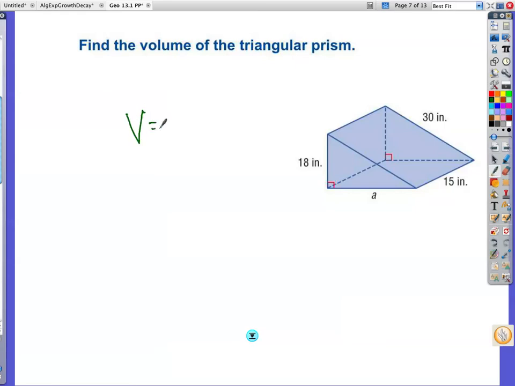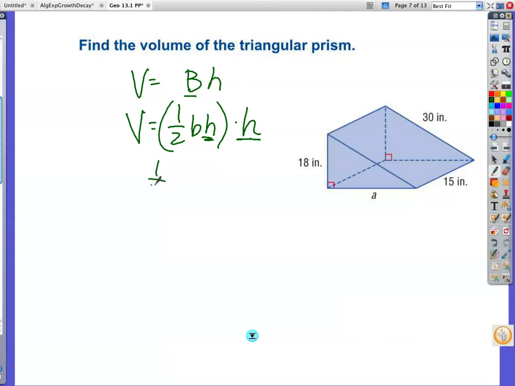Volume is, in this case, your base, which is going to be 1/2 base times height. And you're going to take it times the height. Now, look at this. You've got 2 h's in there. So be careful. The height with the first one is the height of the triangle, or the height of your base. And this is the height of your prism.